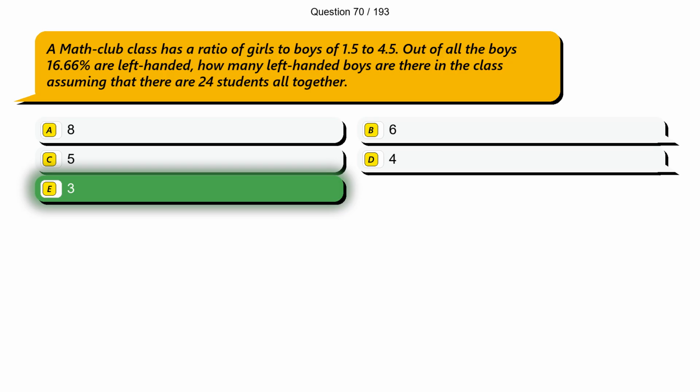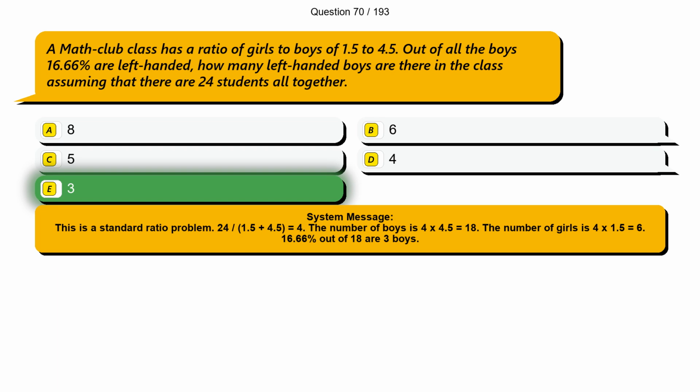The correct answer is option E, 3. This is a standard ratio problem. 24/(1.5+4.5) equals 4. The number of boys is 4×4.5 equals 18. The number of girls is 4×1.5 equals 6. 16.66% out of 18 are 3 boys.